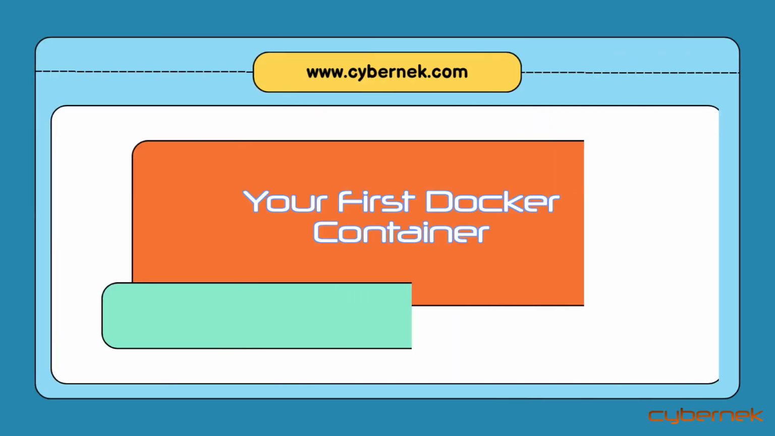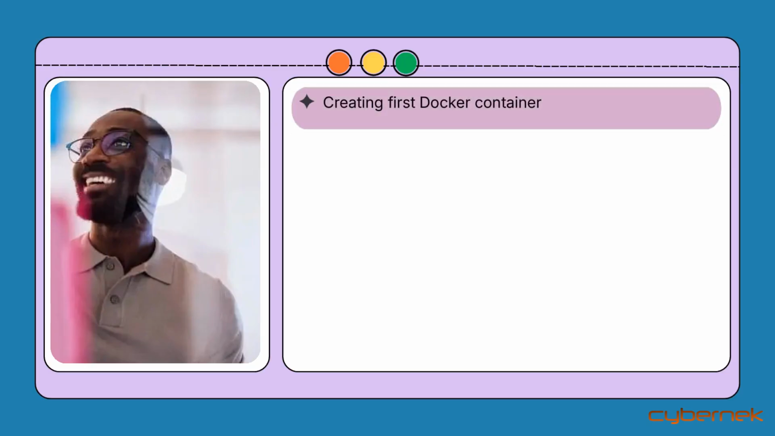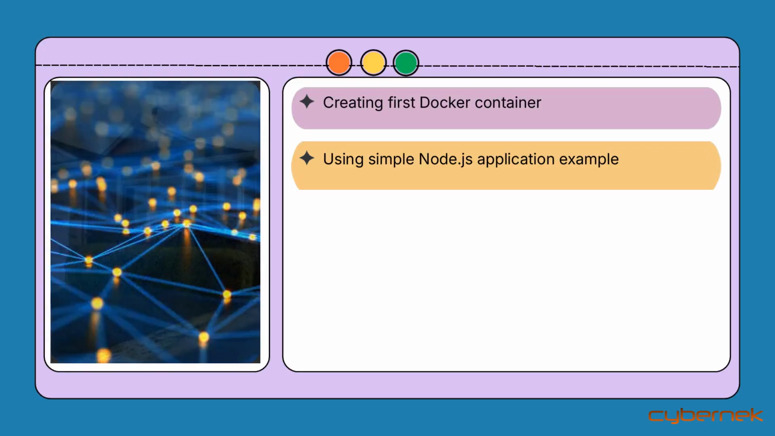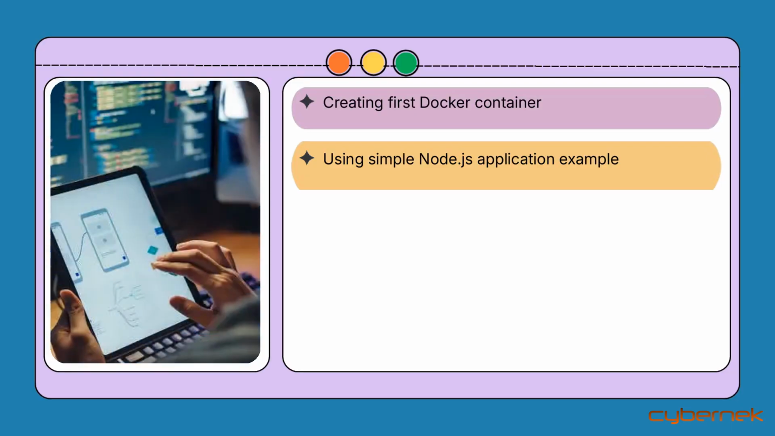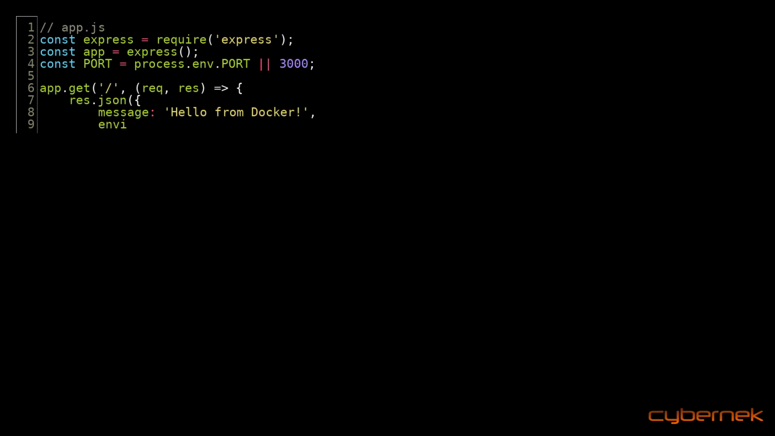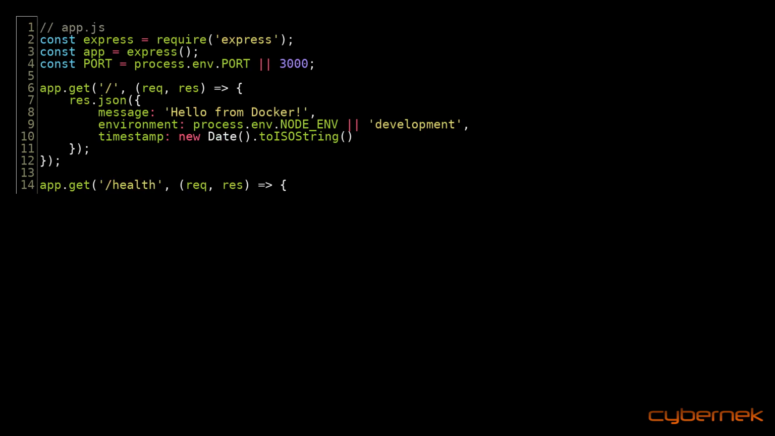Your first Docker container. Let's jump right into creating your first Docker container. We'll start with a simple Node.js application to demonstrate the basics. Simple Express.js server with two endpoints. Root endpoint that returns a JSON response with message, environment, and timestamp, and a health check endpoint that returns server status. The server listens on a configurable port with environment variable support.